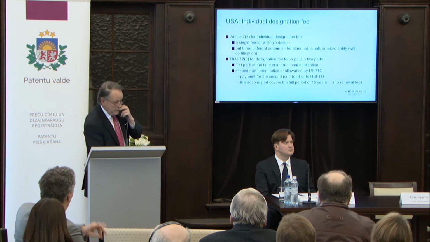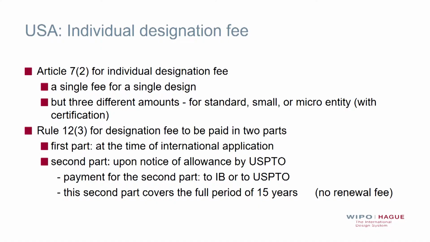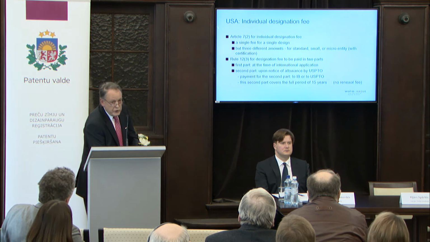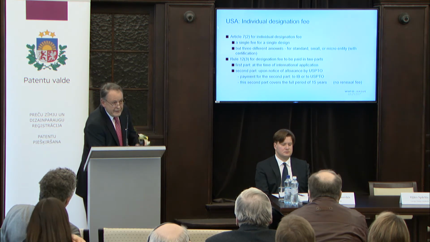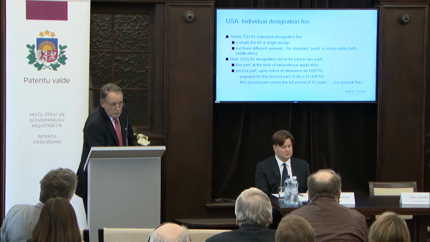Individual designation fee. Since the USPTO is an examining office, they have the right to replace the standard designation fee with an individual designation fee, and moreover, this individual designation fee should be paid in two parts. The first part should be paid when filing the international application, and the second when the USPTO notifies you of the notice of allowance, in which they indicate the deadline for paying the second part of the fees.